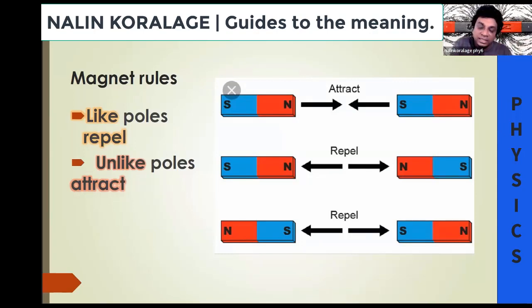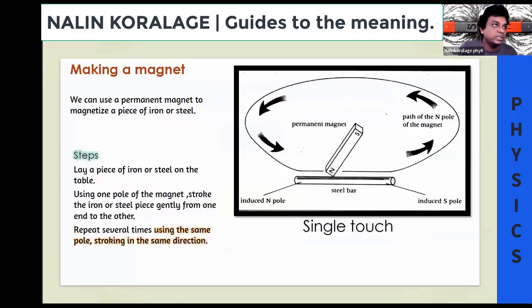This statement is called the magnet rule. Okay, so in case they ask about this in your paper, so what is meant by the magnet rule, or just state the magnet rule, you have to write: like poles repel, comma, unlike poles attract. So that's the magnet rule. Okay. So with that, we can look into the next important topic.